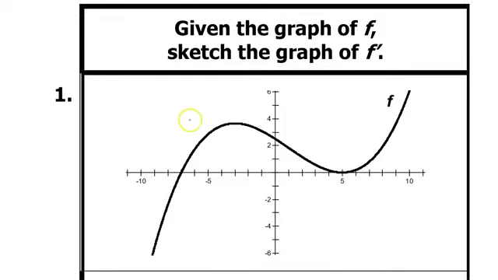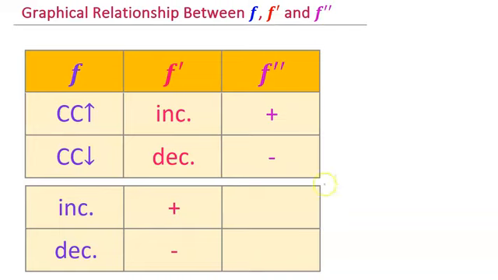In this video, I will show you how to sketch a possible graph of f prime given the graph of the original function f. I want you to memorize this chart, which shows the graphical relationship between f, f prime, and f double prime. Pause the video and see if you can draw this chart from memory on a piece of scratch paper. When you're going from f to f prime, you really only need the bottom part of the chart to draw f prime.